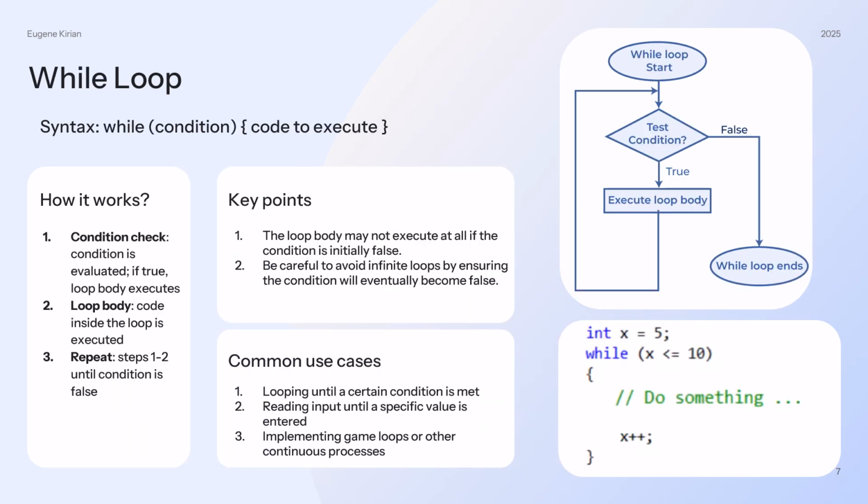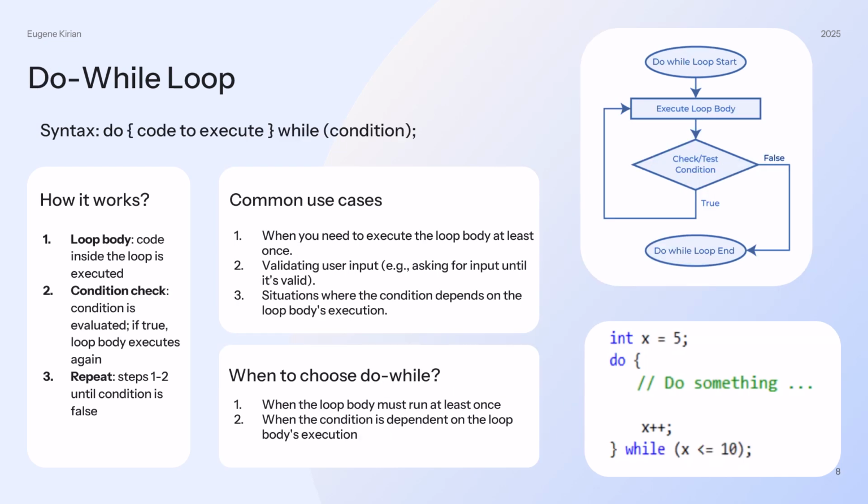Now let's explore the while loop. The syntax is simple: while, condition, code to execute. But how does it work? Here's the breakdown. The condition is evaluated, and if it's true, the loop body executes. The code inside the loop is then executed, and the loop repeats, re-evaluating the condition and executing the loop body until the condition is false. A key point to remember is that the loop body may not execute at all if the condition is initially false. It's also crucial to ensure that the condition will eventually become false, otherwise you'll end up with an infinite loop.